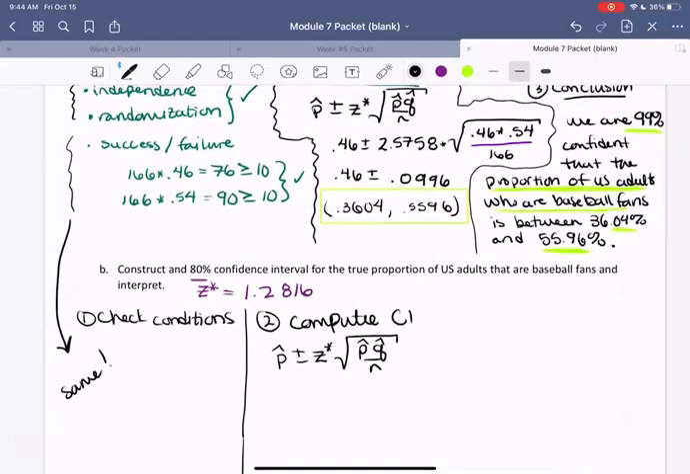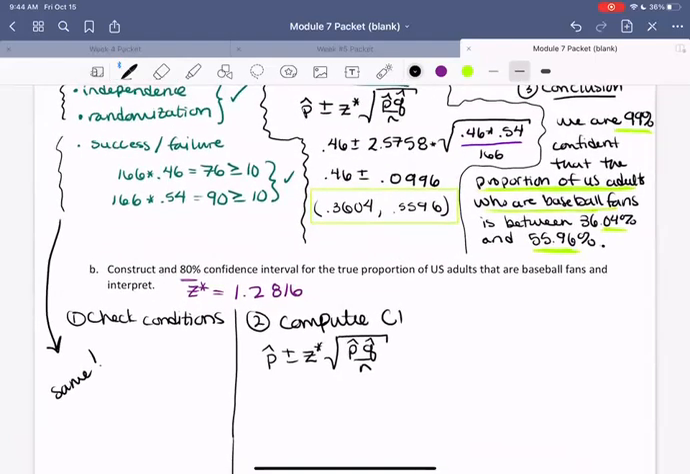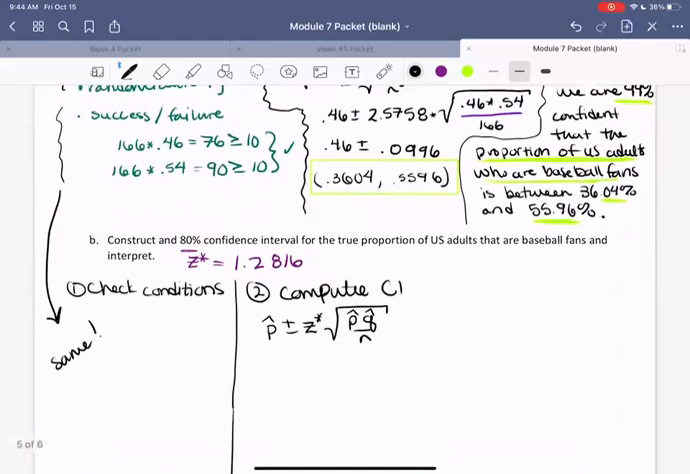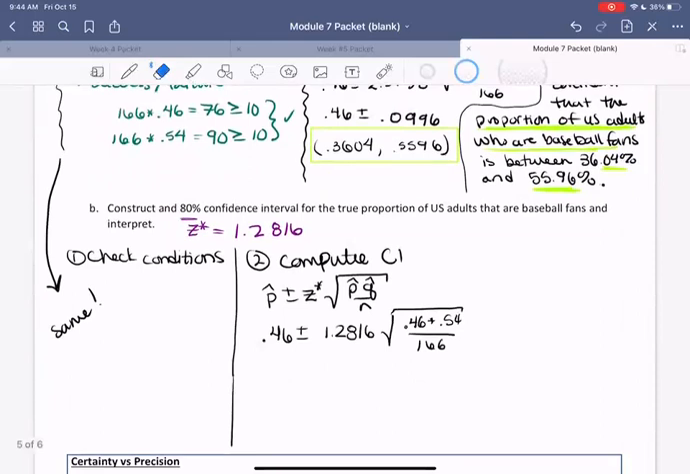So for us, again, it's going to be all very similar, but now we're just going to put in our 1.2816 for Z star. So we have 0.46 plus or minus 1.2816 times the square root of p hat, so 0.46 times 0.54, all over 166. So take a moment and pause the video and work out this standard error computation on your own calculator, and then continue watching and we'll check together.